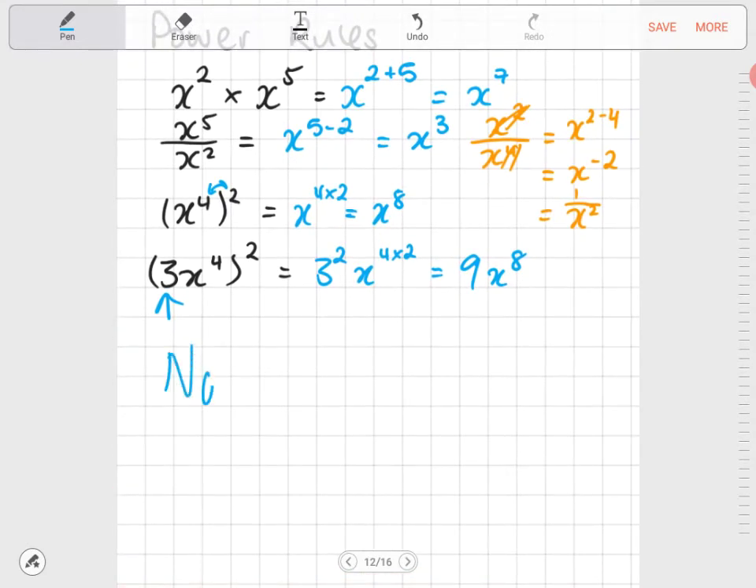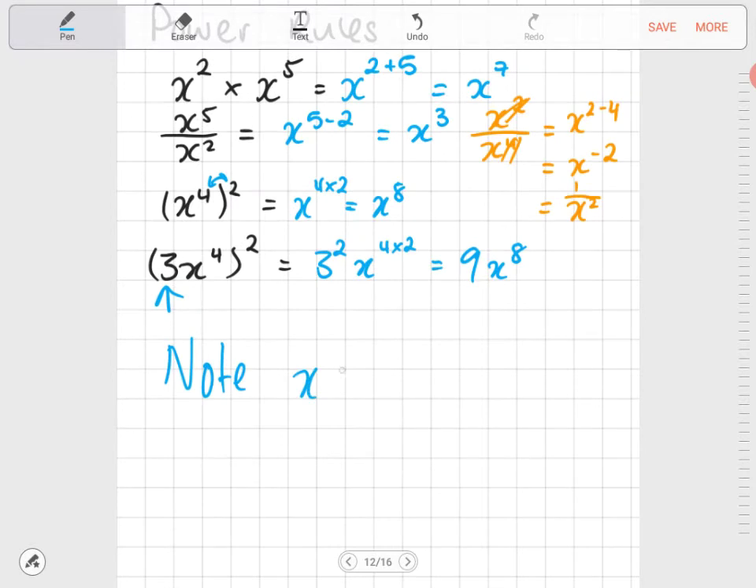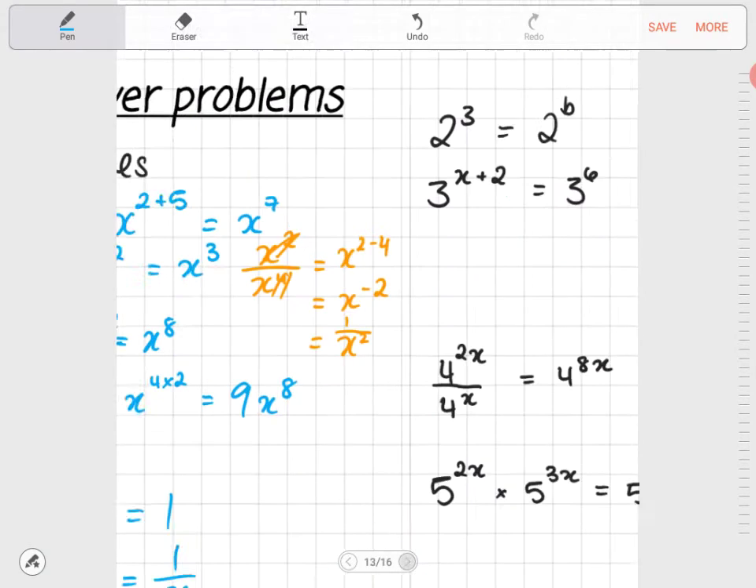Just a note that x to the 0, so any number to the power of 0 is always 1, and don't forget that x to the minus 1 is equal to 1 over x, or x to the minus 2 is 1 over x squared. So basically that number there is telling you what the power is of the x at the bottom. So let's jump into some problems.